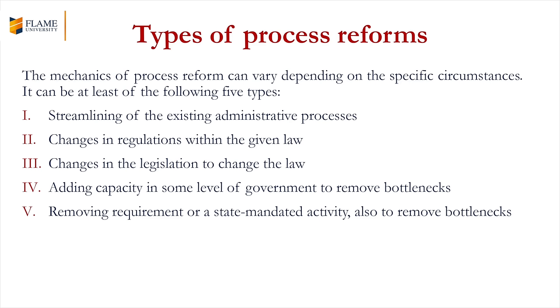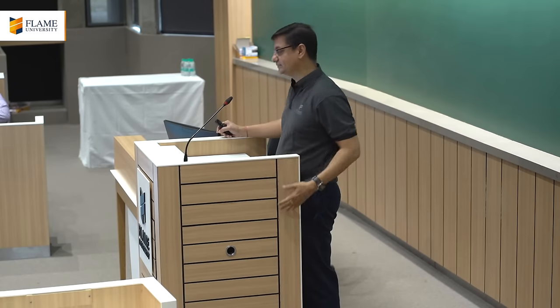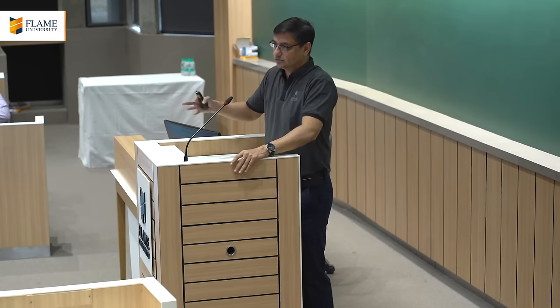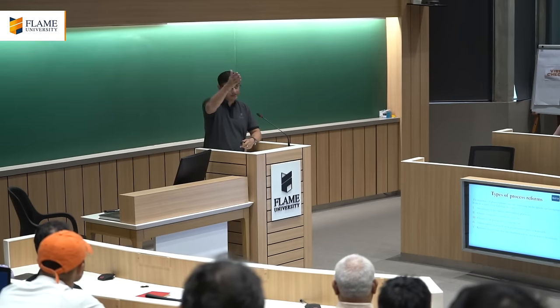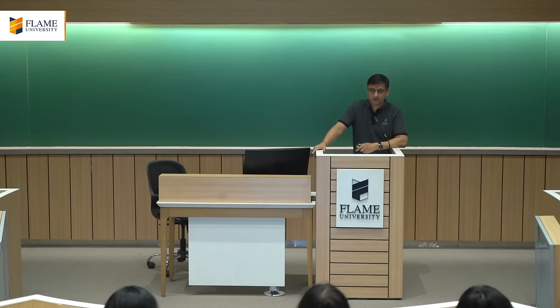The third type of thing is that you have to go back to changing the law itself. So this is a little more complicated. You have to change the law. There has to be a parliamentary committee, or at the state level, a legislative committee. Then it's debated. It goes through Lok Sabha, Rajya Sabha. Finally, it goes through the president. There's a gazette notification. Then the new law comes. Then on the basis of that, some new regulation comes. Now that's more complicated, but that's also another kind of process reform.